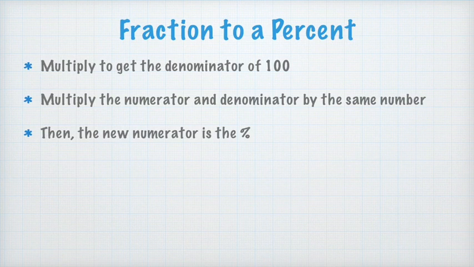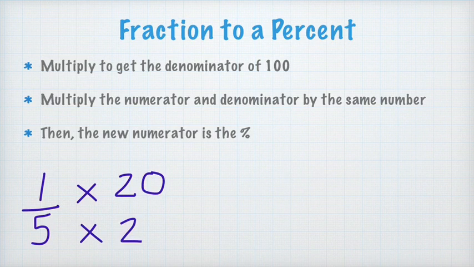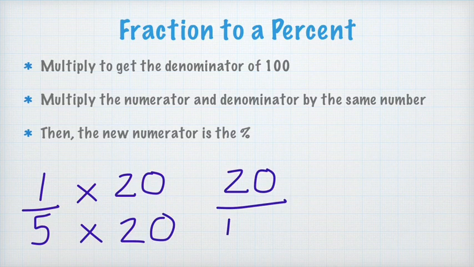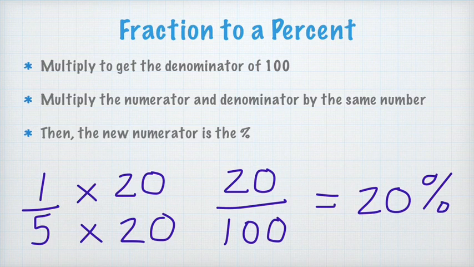To convert a fraction to a percent, you have two options. The first option is to multiply to get the denominator of 100. To do this, multiply the numerator and the denominator by the same number. Then the new numerator is the percentage. So for example, I can take the fraction 1/5, and I know 5 times 20 equals 100. So I'm going to multiply the top and the bottom by 20. So I end up with 20 over 100, which is 20%.